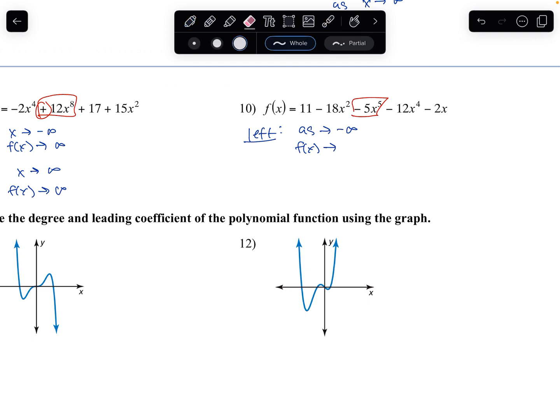earlier, if it's an odd degree, the ends are going to behave in different ways. So one's going to go down, one's going to go up. In the case that it's a negative leading coefficient on the left side, it's going to go up, so we're going to say to positive infinity, and on the right side, it's going to go down. And on the right side, that means x is going to approach positive infinity, and f of x is going to approach negative infinity. Okay.